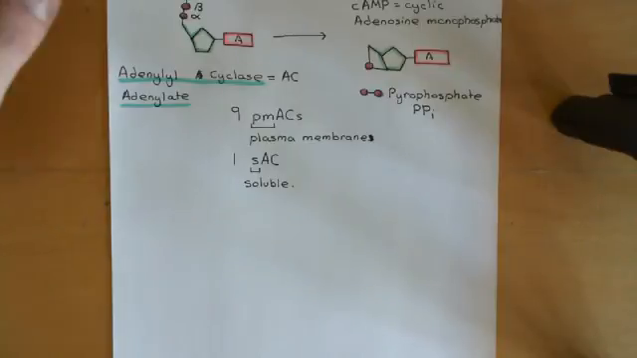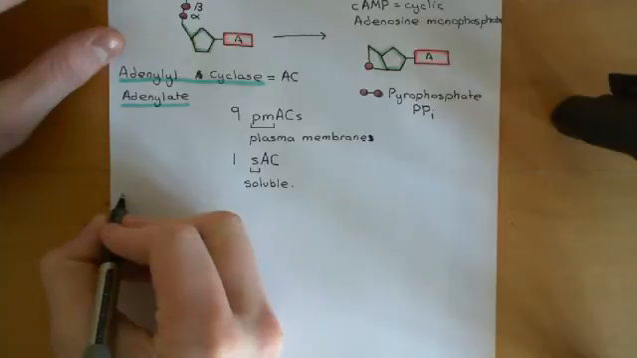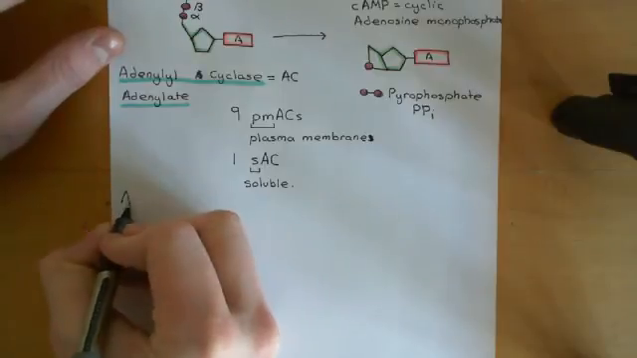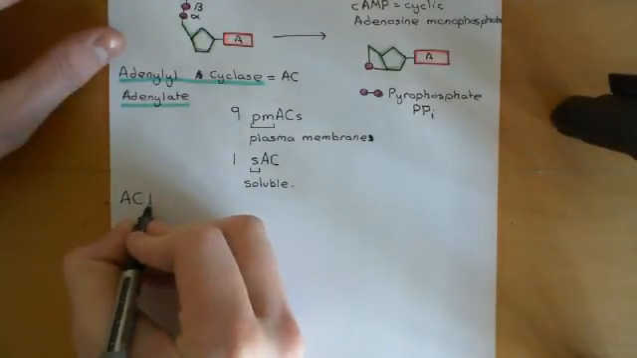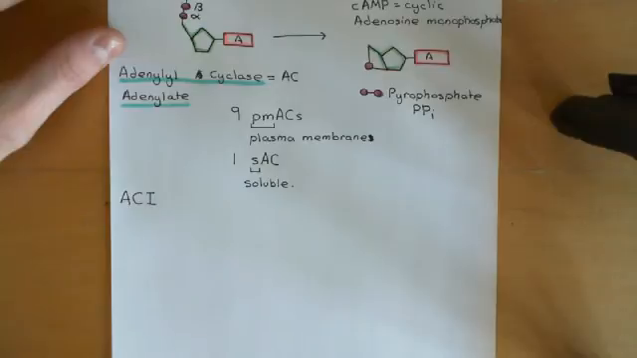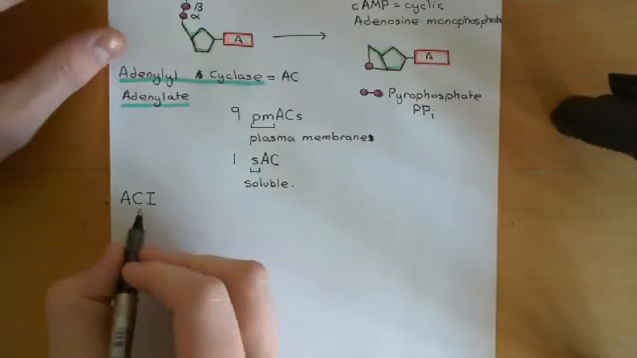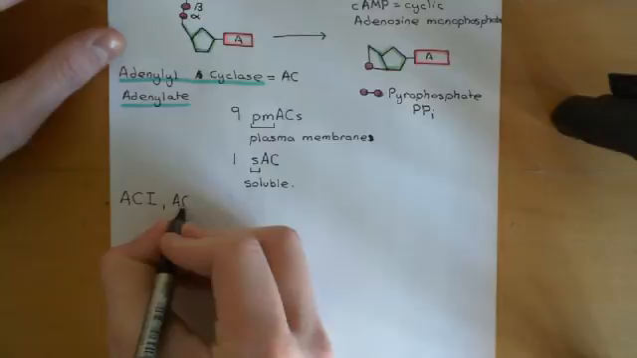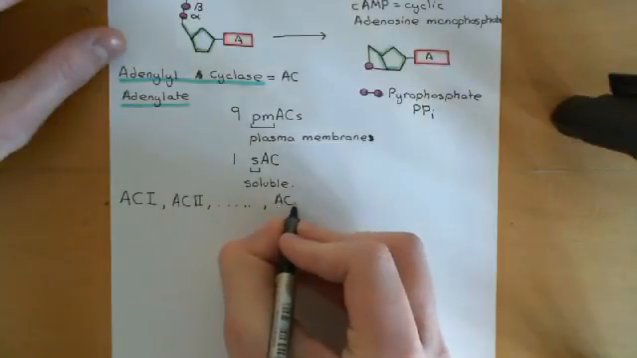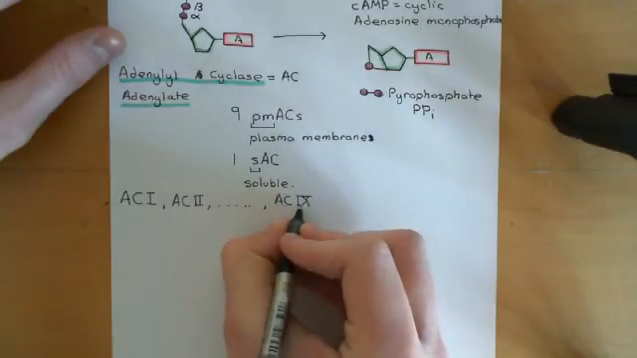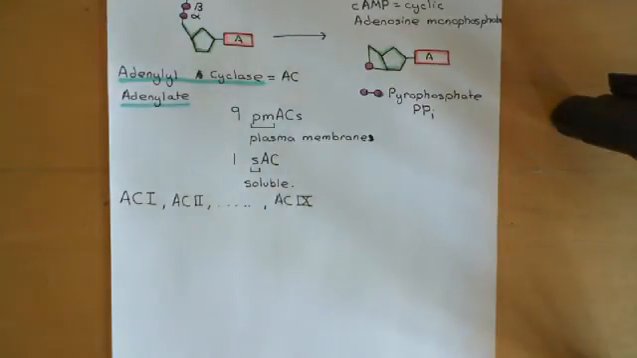Let me tell you the names for these 9 plasma membrane adenylyl cyclases. They're given the numbers 1 to 9, and usually the numbers for adenylyl cyclases are written in Roman numerals. So adenylyl cyclase 1 will be like so, then you'll have adenylyl cyclase 2, and it will go all the way up to adenylyl cyclase 9, and the Roman numeral for 9 is IX. You have these 9 plasma membrane adenylyl cyclases just called adenylyl cyclase 1 to 9.